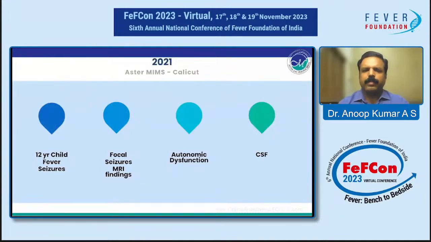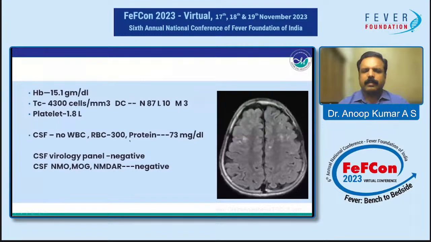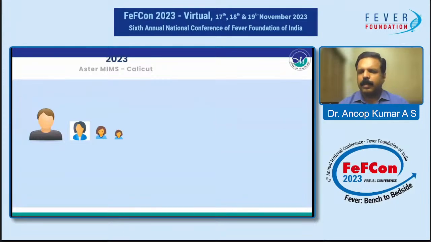And in 2021, in the Aster MIMS Calicut itself, we had one 12-year-old child with fever and focal seizures. He had autonomic dysfunction, and CSF was almost normal, and this was a bloody tap. And here again, you can see multiple T2 small punctate hyperintensities, and this made the clinicians think about the possibility of Nipah, and they sent the CSF, and Nipah was diagnosed that time, and it was limited to only one case.